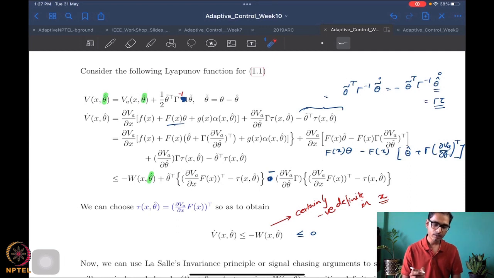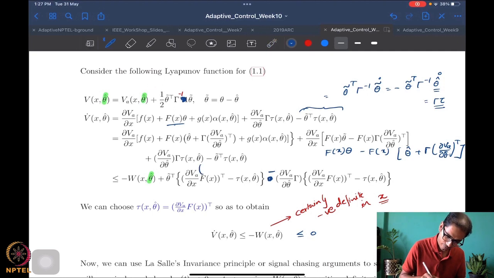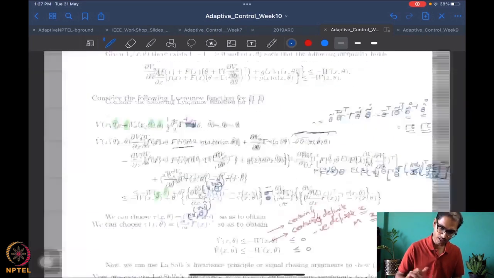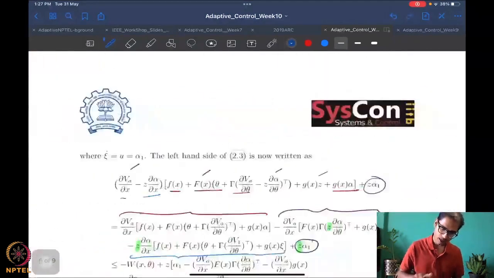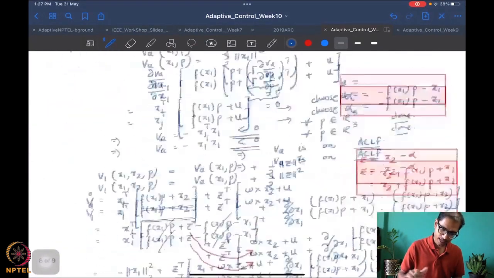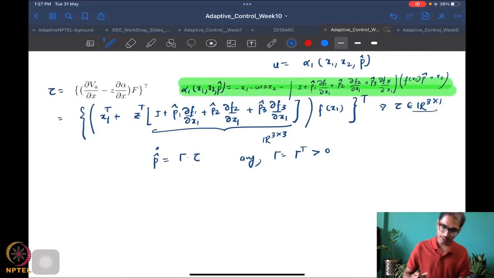Absolutely. Because the Va contains only the hat quantities here, and therefore the tau will also contain only the hat quantities, because you replace the thetas by the theta hats here. So I will actually mark it here. When you do this, it's x theta hat, therefore you are correct. This is absolutely right.